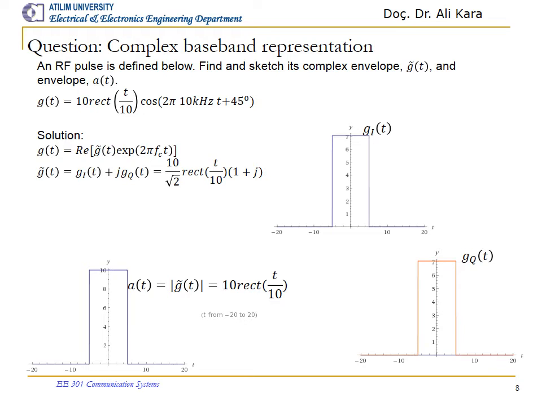Solution: the complex envelope is equal to g in-phase plus j g quadrature. The envelope is found by taking the magnitude of the complex envelope.